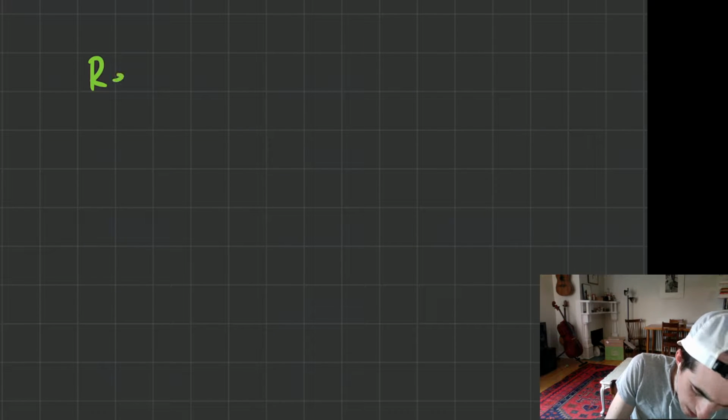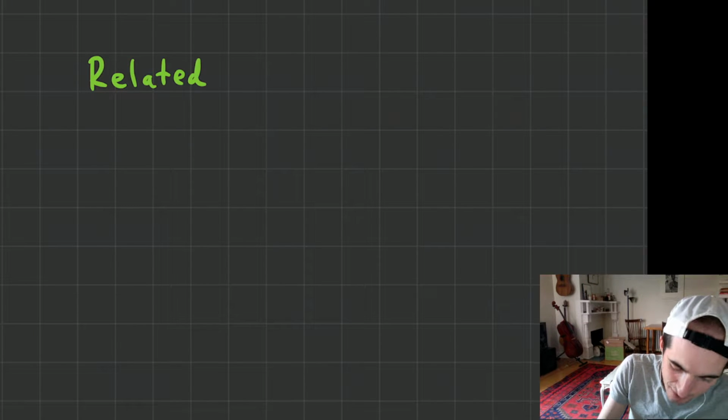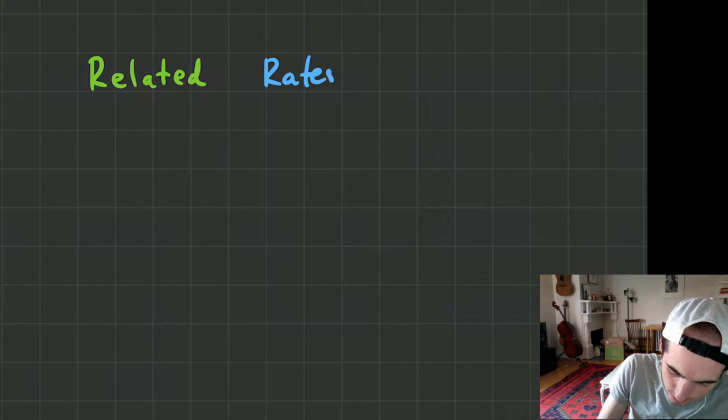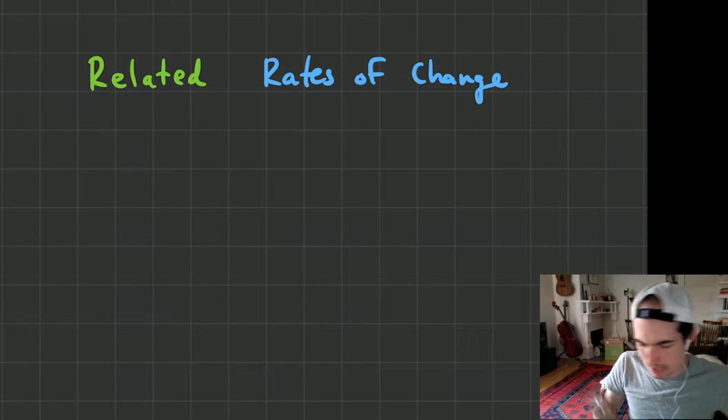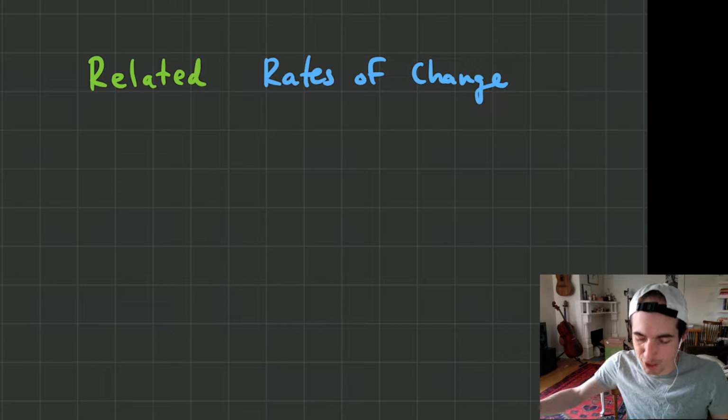Let's do two questions. So in calculus it's called related rates, but I've heard other people call it related rates of change. Okay, and I think that even though it means the same thing, and that's really what a rate is, a rate of change.